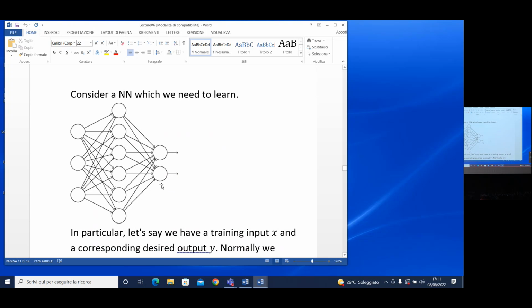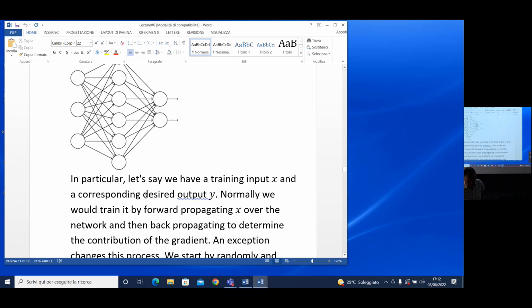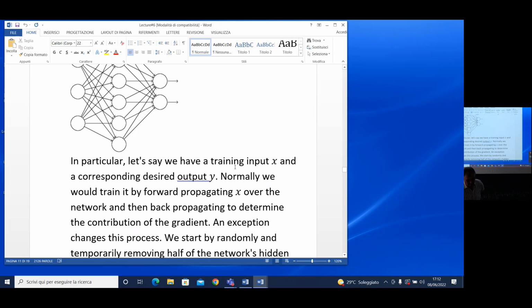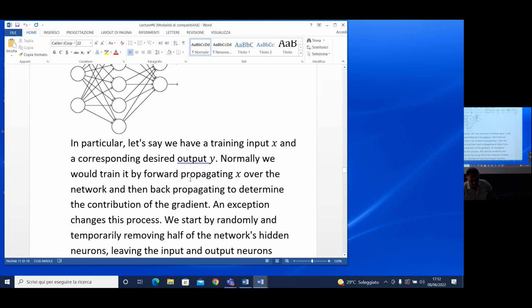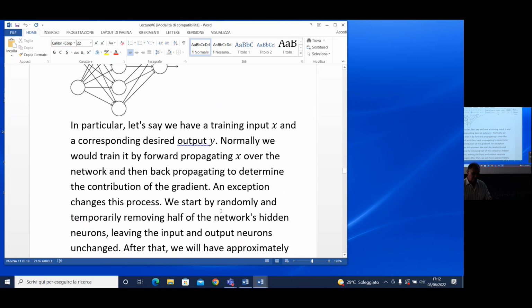So consider any architecture of our neural net, for example, three inputs, one output, and some one hidden layer. In particular, let's say that we have training input X and the corresponding desired output Y. As usual, normally we would train it by forward propagating X over the network and then back propagating to determine the contribution of the gradient. So it's usually an iterative procedure to adjust parameters.